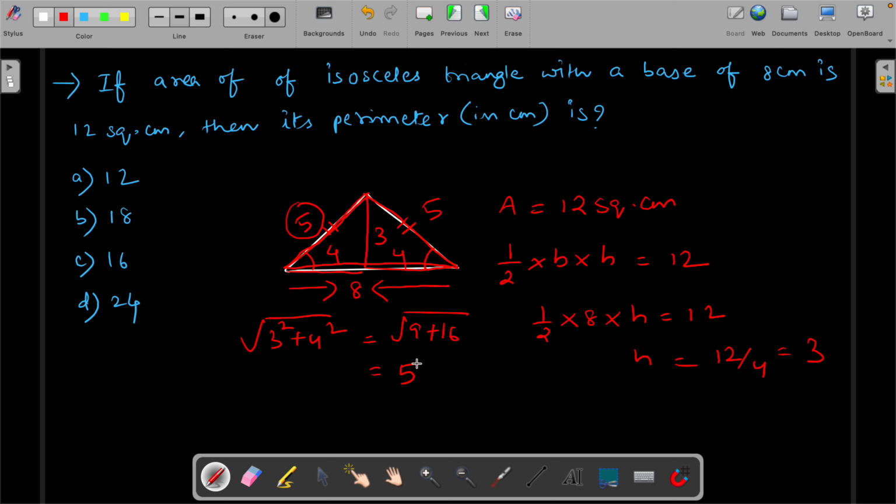Now what is the perimeter? This length plus this length plus this length, that is 5 plus 5 is 10, 10 plus 8 is 18. So this is the answer.